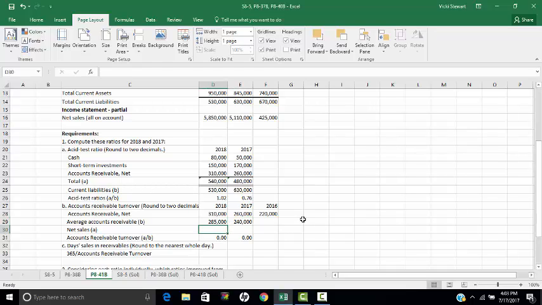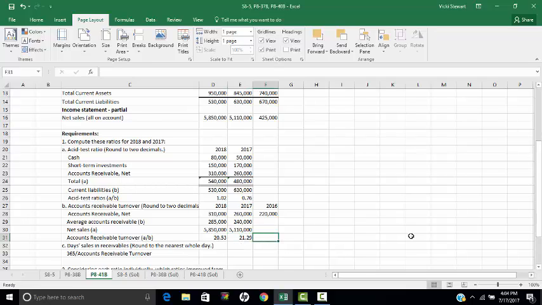The next information that we need for accounts receivable turnover is net sales, and the problem has provided us with the net sales for both of these years. So we're going to put that information in the spreadsheet, and it now is going to calculate the accounts receivable turnover. So the accounts receivable turnover is net sales divided by average accounts receivable. So in this case, $5,850,000 divided by $285,000 is 20.53, and $5,110,000 divided by 240,000 is 21.29.